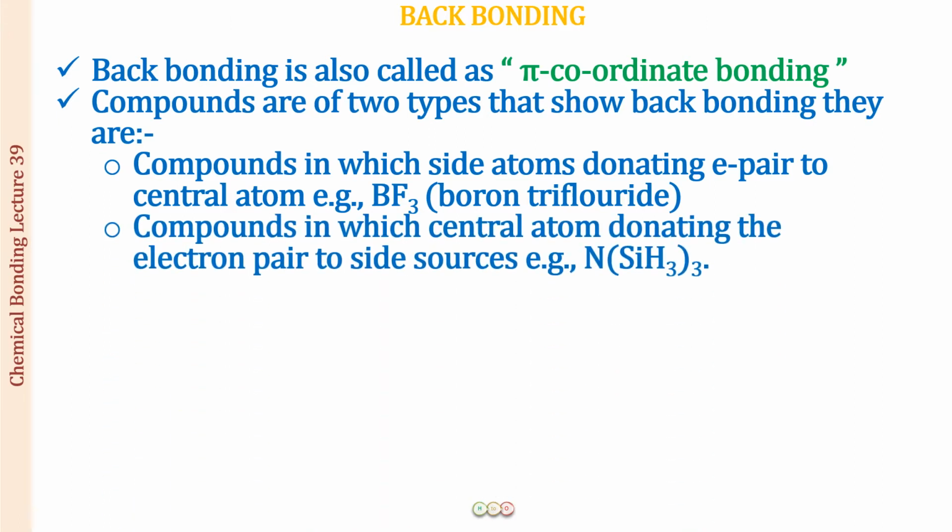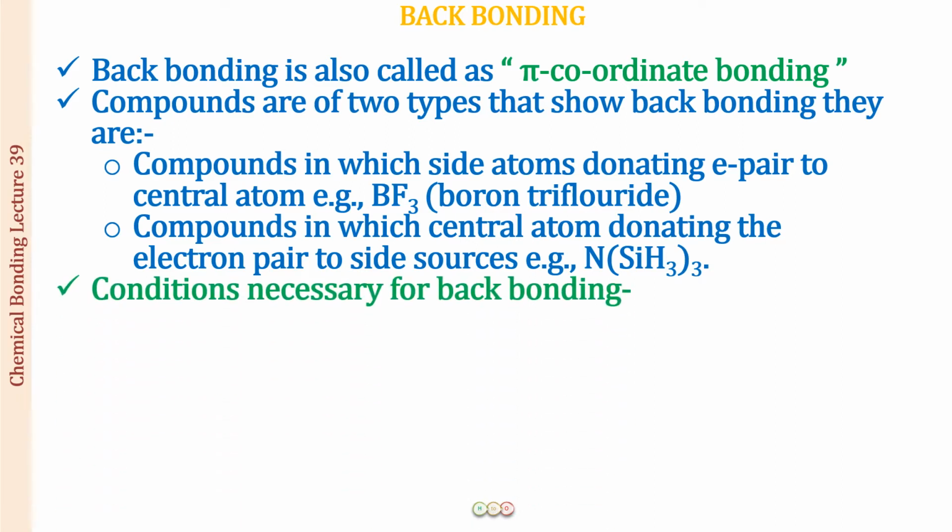And then we have the compounds in which the central atom donates the electron pair to the side atoms. For example, in the case of trimethylamine, here nitrogen, the central atom, will be donating the electron pair. We are going to study all of these examples in detail. So next, what you have to remember are the conditions necessary for back bonding.